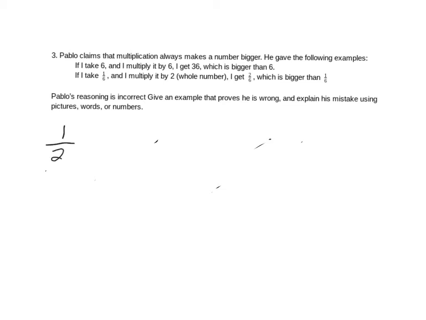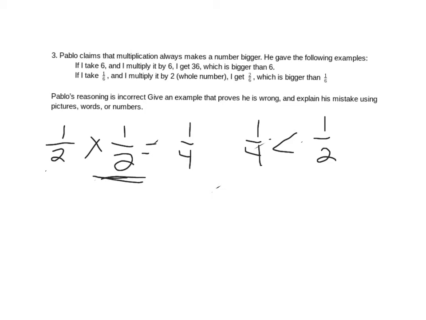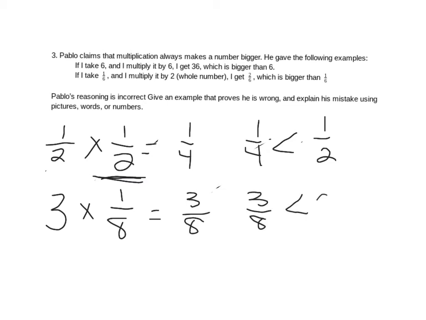Let's try this. Let's say I take 1/2 and I multiply it by a number less than 1, like 1/2. 1/2 times 1/2 equals 1/4. And 1/4 is less than 1/2. So that disproves his thinking. Let's think of another one. We need to find another one that's less than 1. Let's say we have 3 and we want to multiply it by 1/8. I get 3/8, and 3/8 is less than 3. So that also disproves his thinking.